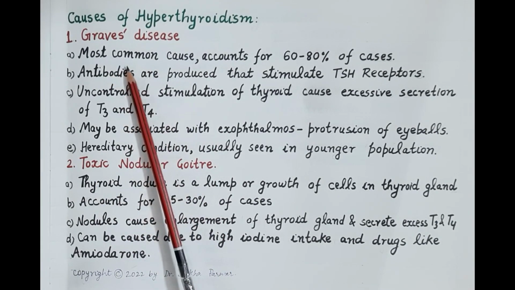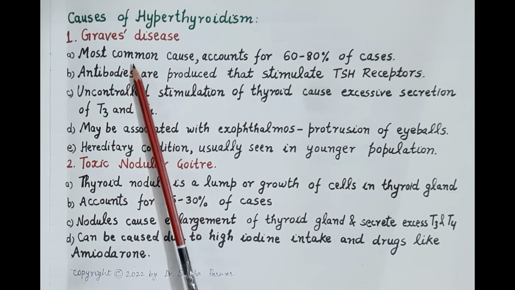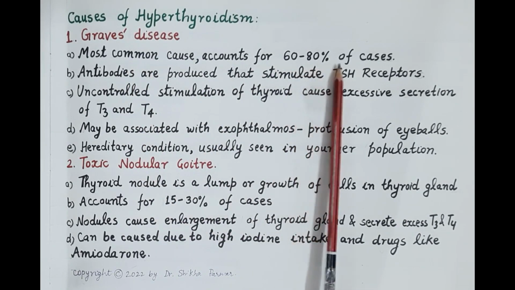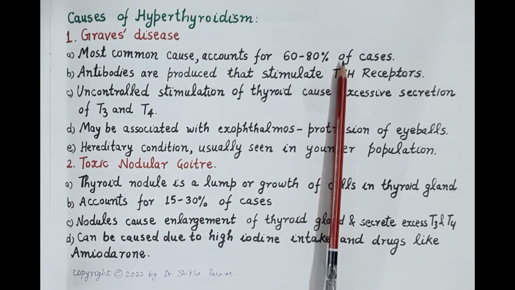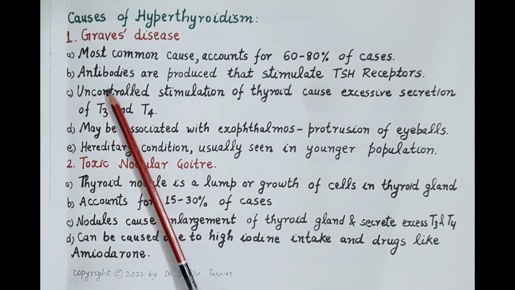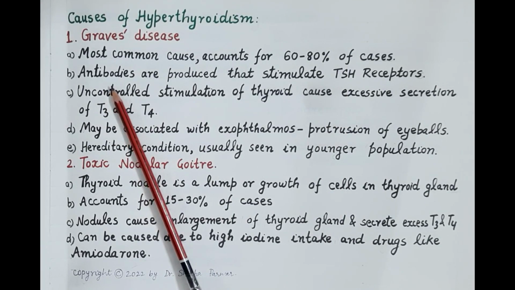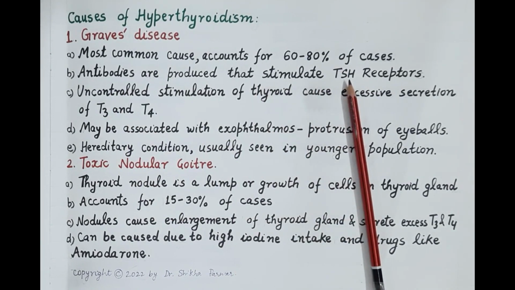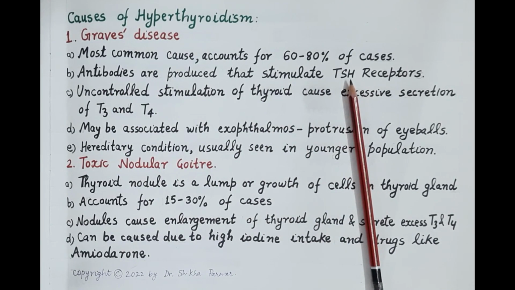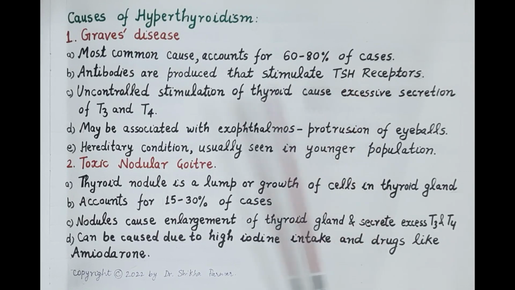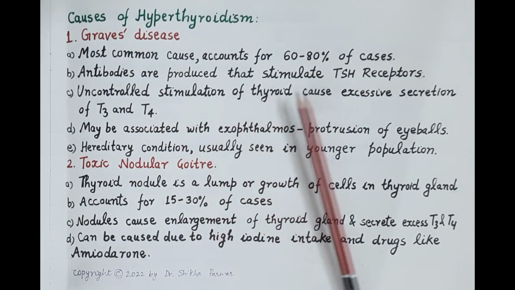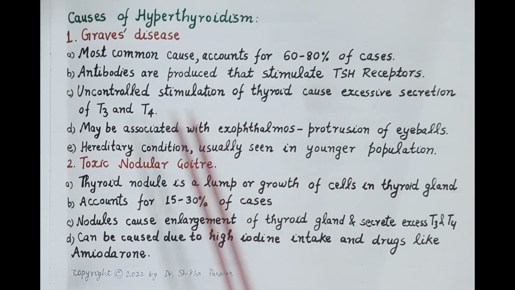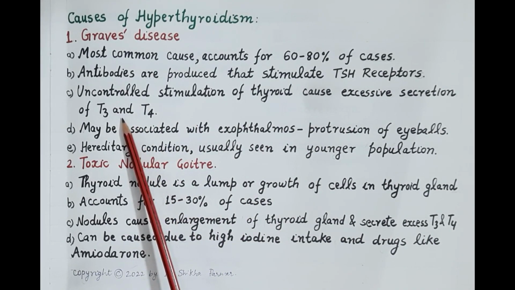Graves' disease is the most common cause of hyperthyroidism and it accounts for 60 to 80% of all hyperthyroid cases. Now, Graves' disease is an autoimmune disease. In this disease, thyroid stimulating antibodies are produced, and these antibodies continuously stimulate thyroid stimulating receptors located on the thyroid gland, and this causes uncontrolled stimulation of thyroid gland and excessive secretion of T3 and T4, resulting in hyperthyroidism.